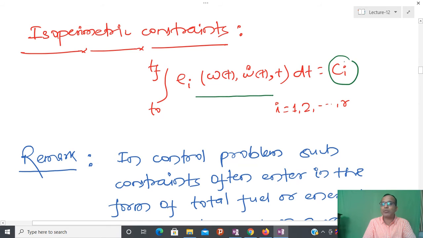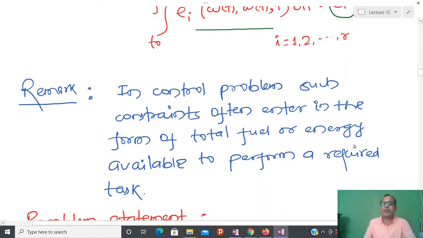Ci is some kind of constant number and I have r number of entries, e_i, 1, 2 up to r. In a control problem, this kind of problem is very much relevant, and most of the time in almost every system, whether a robotic system, a rocket, or any vehicle, everywhere I have fuel.